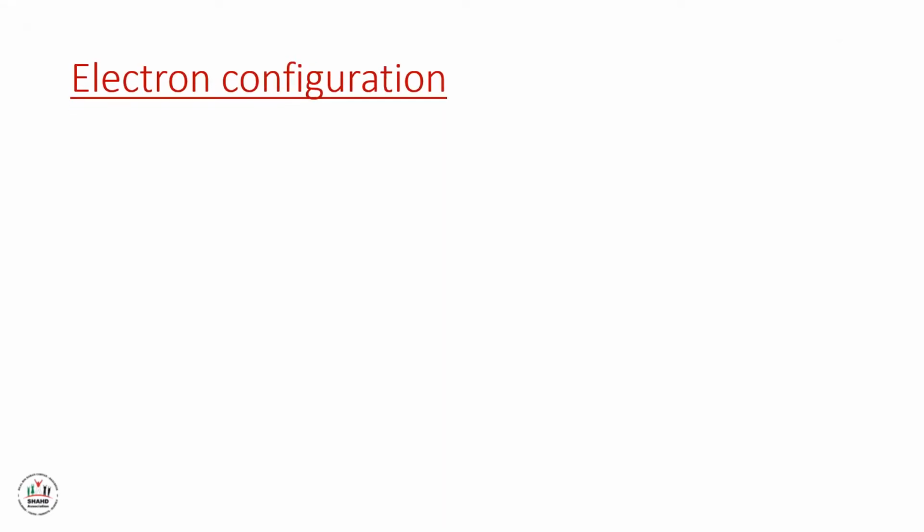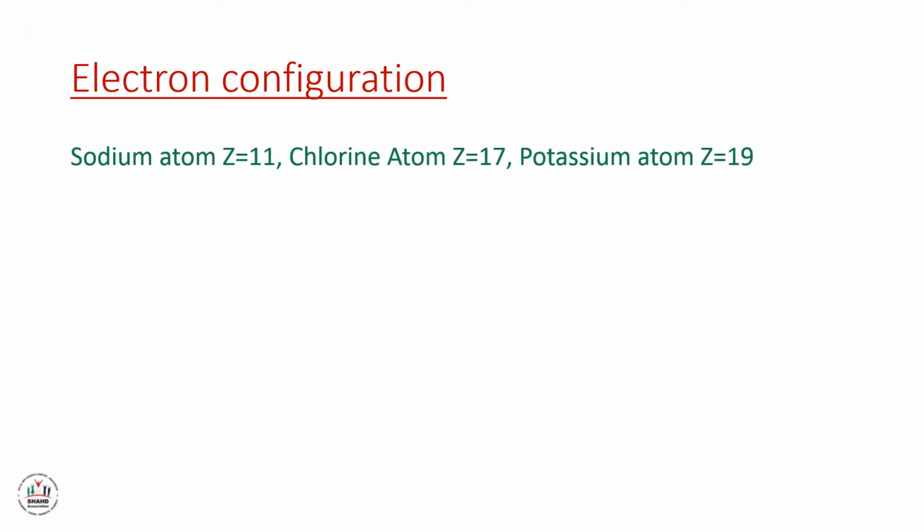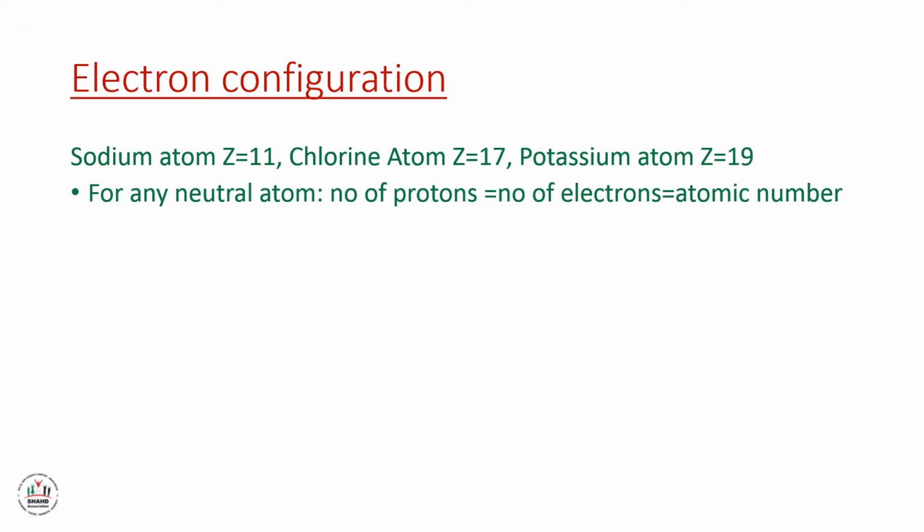To make the electron configuration clear, we will use the following example. We have 3 atoms. The sodium atom that has atomic number of 11. The chlorine has atomic number of 17. And the potassium, it has atomic number of 19. In this example, we don't have the number of electrons. But previously we learned that for a neutral atom, the number of electrons is equal to the number of protons, which is equal to the atomic number.